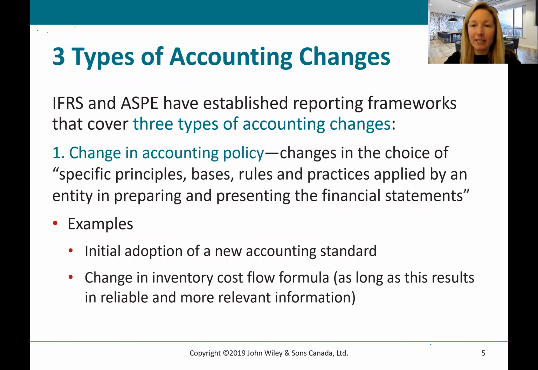So there are three types of accounting changes, and these are agreed both with IFRS and ASPE. There's a change in accounting policy, which means a change in the choice of a specific principle or a rule or practice applied by an entity in presenting the financial statements. An example would be initial adoption of a new standard or a change in an inventory cost formula. And in order to have a change in accounting policy, it needs to provide reliable and relevant information.